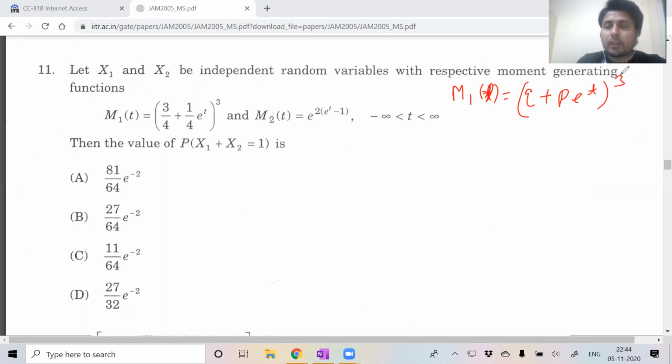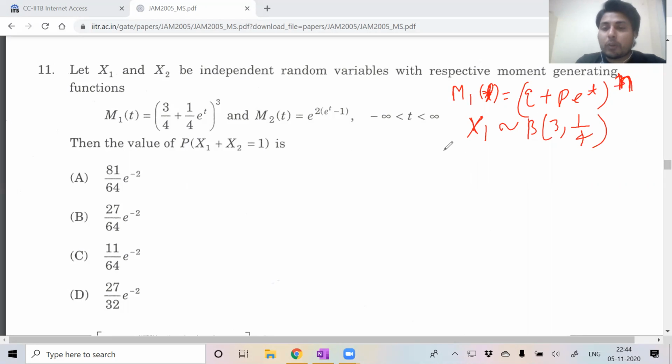power 3, or you can say n. So this is the standard form of the MGF of binomial distribution. So X1 is actually a binomial distribution when we compare: n is 3 and p is 1 by 4. So q is 3 by 4. So X1 is a binomial distribution.